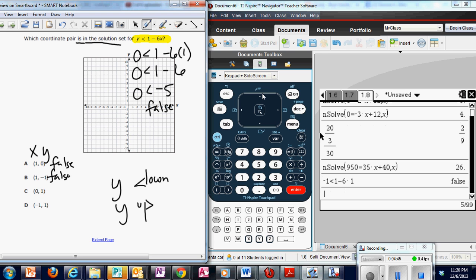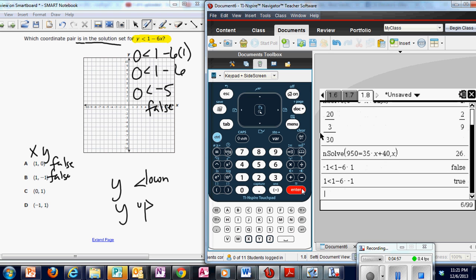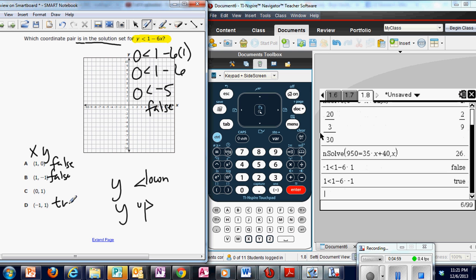So I'm going to up arrow, copy that down so I don't have to keep repeating, change that one to a negative, and go up here and get rid of that negative. That saved me a little bit of time. And it says this one is true. So let's double check and make sure that C is not the correct answer.